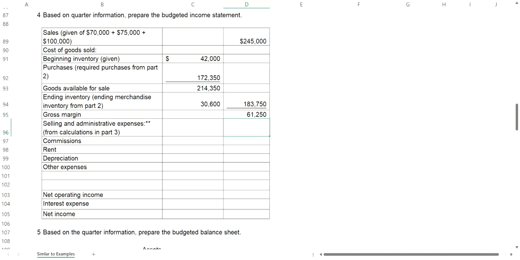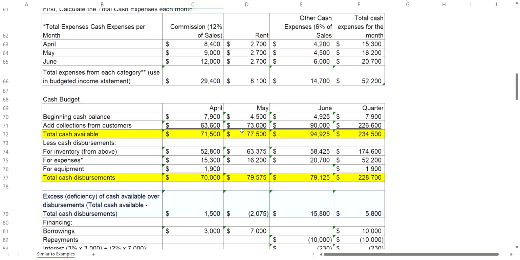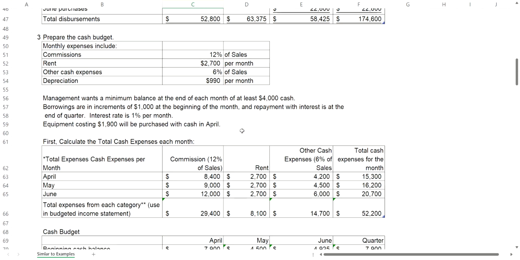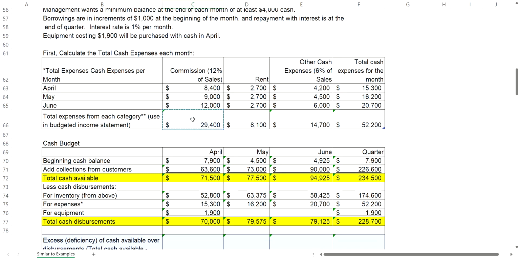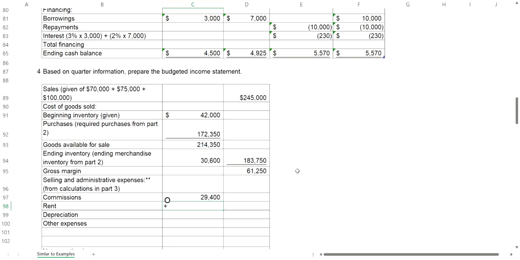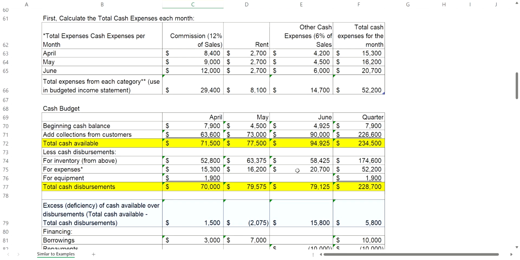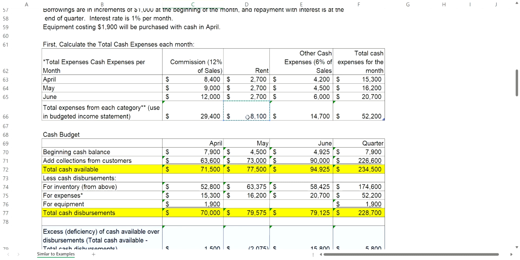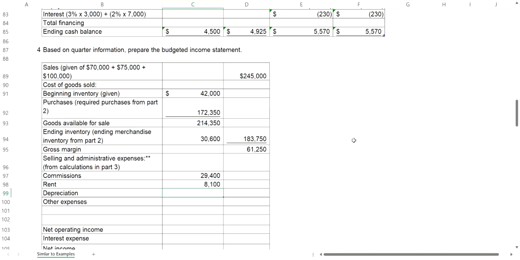that gives me $61,250. Now I want to bring down the expenses for the quarter, and I can go back to part 3 for that. So expenses included the commissions for all 3 months, April, May, and June. So if I go back, commissions for all 3 months was $29,400. Rent for all 3 months, which if I go back here to part 3, rent for all 3 months was $8,100.